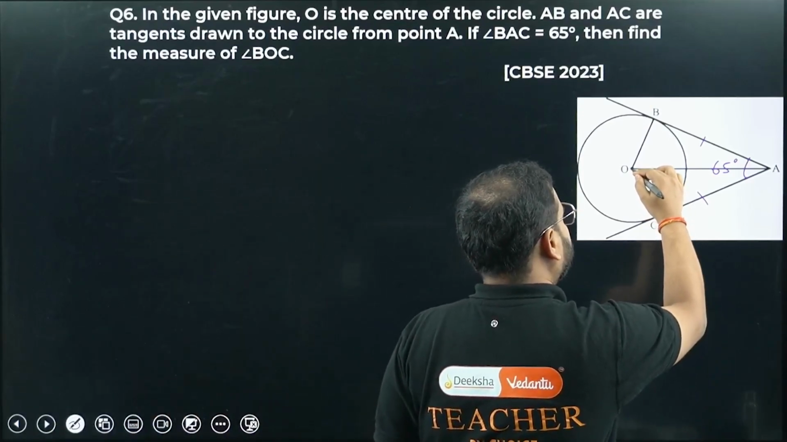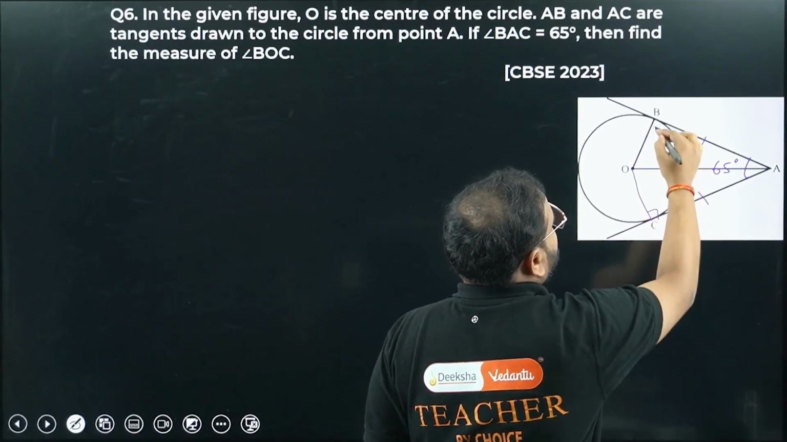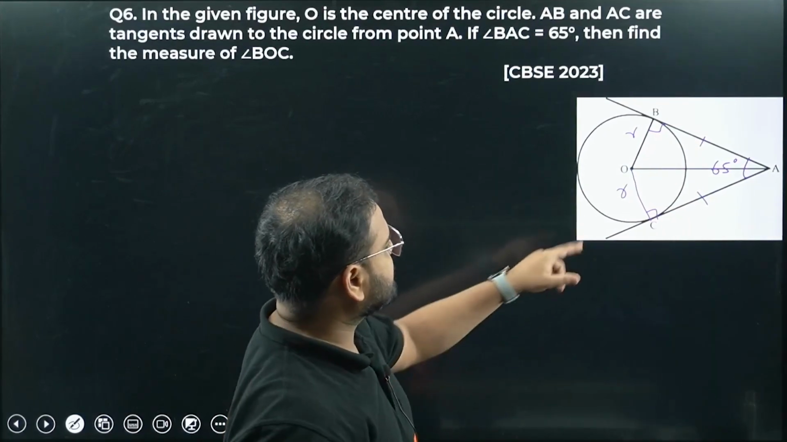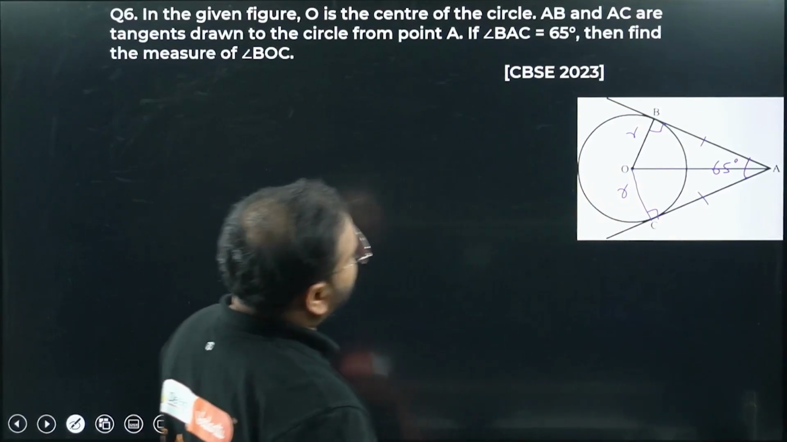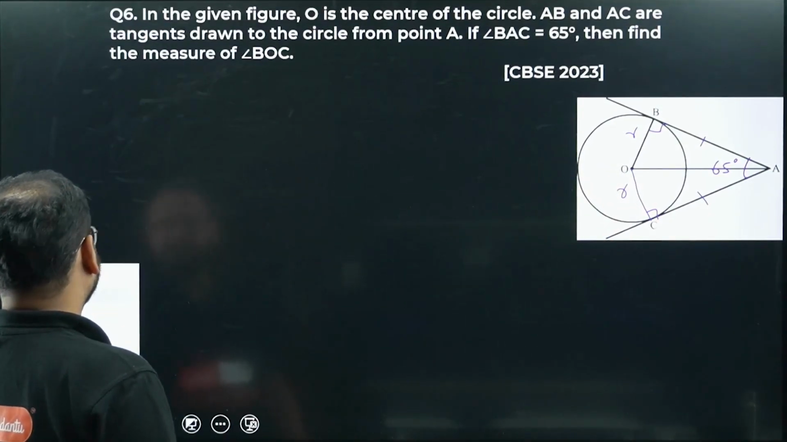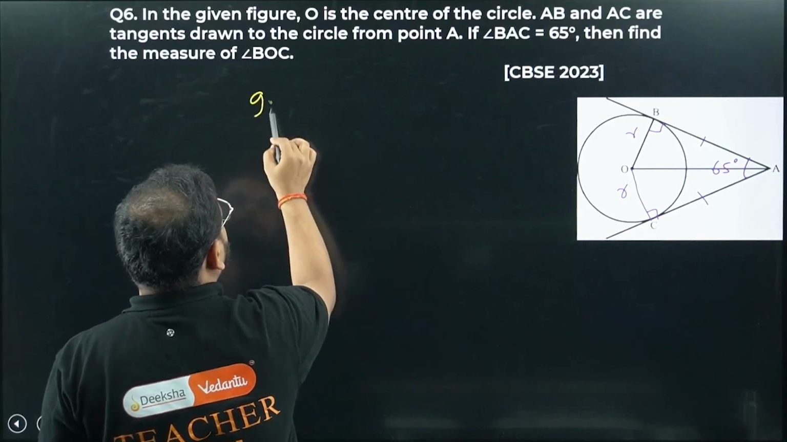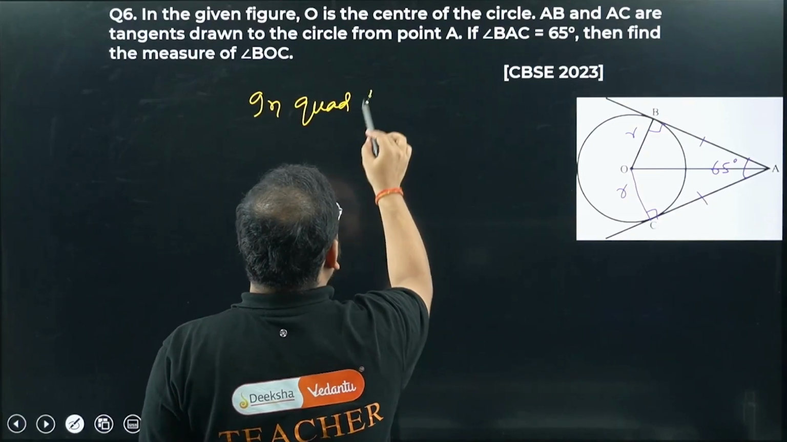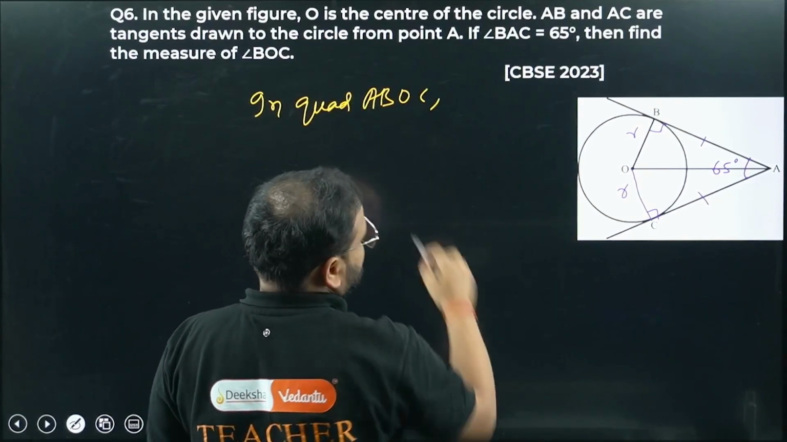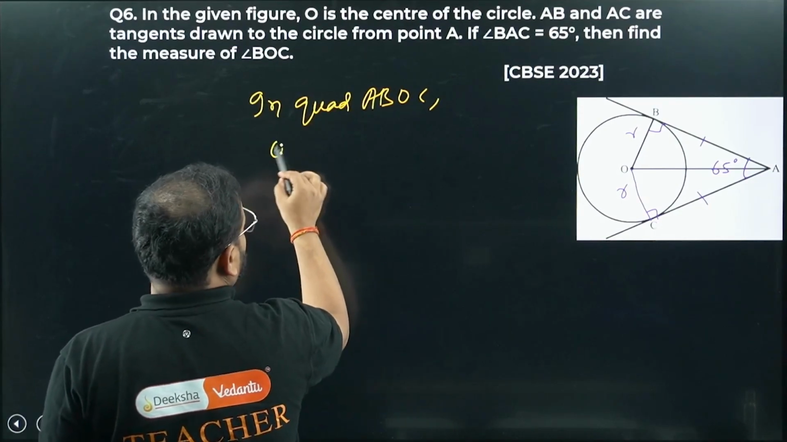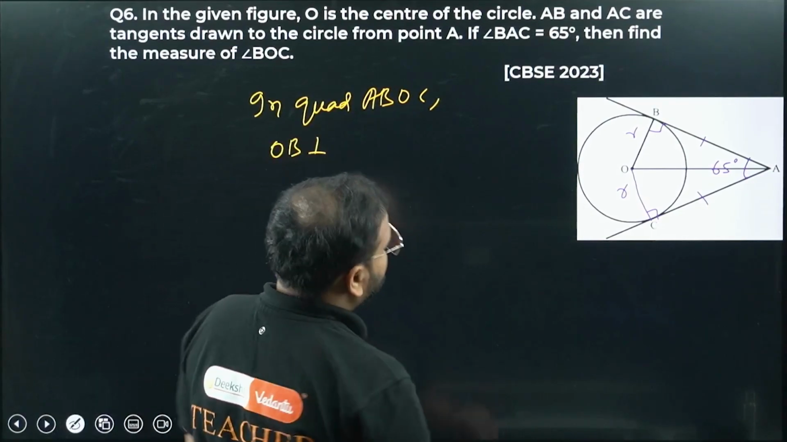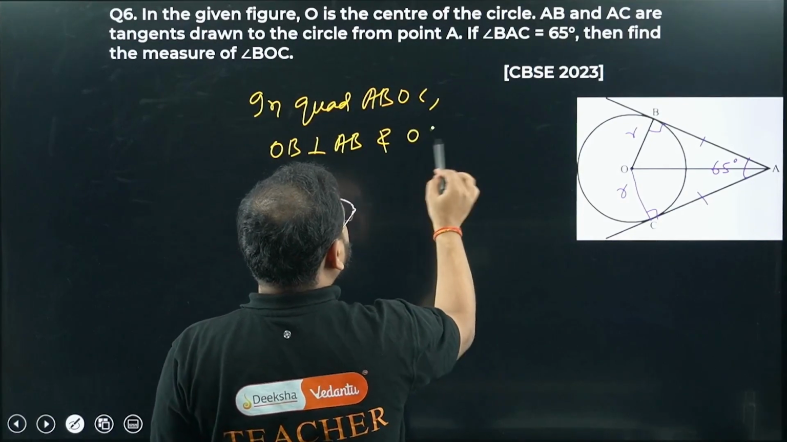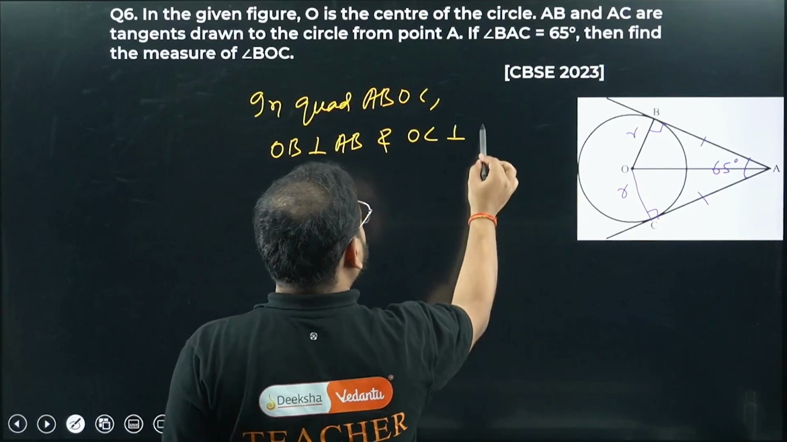We have to join this. So we know this is 90 degree, and this is 90 degree. How come so? Because both of them are radii. Okay, clear? So 90 and 90. Now look at the quadrilateral ABOC. We know that OB is perpendicular to AB, and OC is perpendicular to AC.